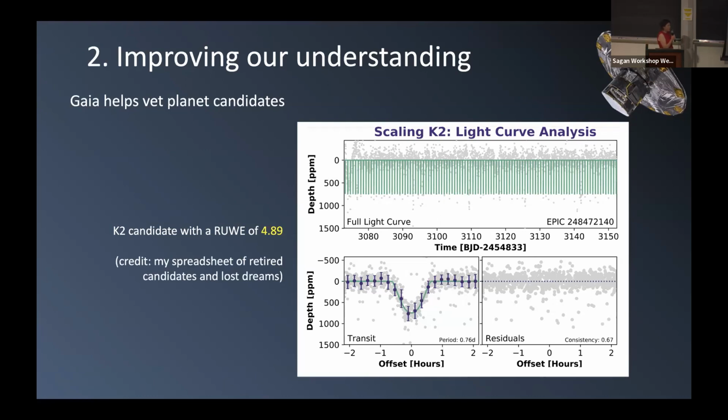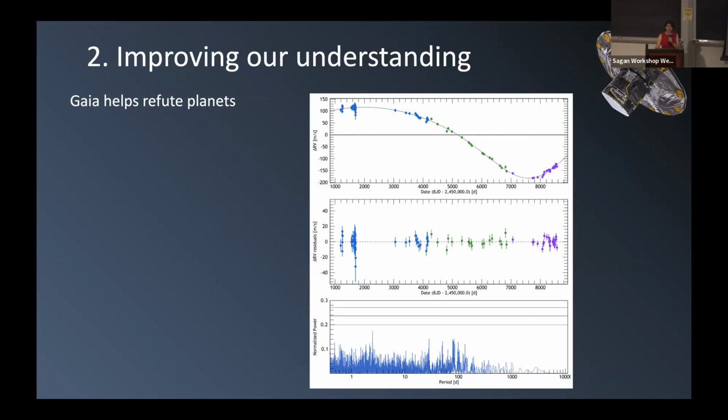This is my spreadsheet of retired candidates and lost causes. This is where all my candidates go to die when they have a RUWE of greater than 1.4. Sometimes I get really optimistic and I'm like, 2's not bad. And then I go and get higher resolution imaging and it's a double. And I'm like, should have listened to the RUWE. Anyway, it's a really great trick. Gaia helps you take your list of hundreds and hundreds of candidates and get that down.